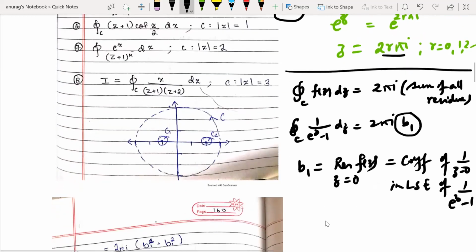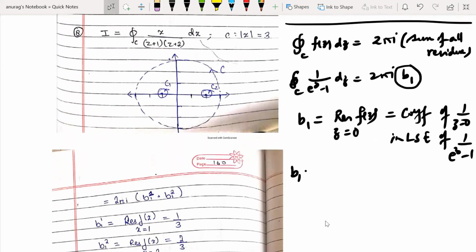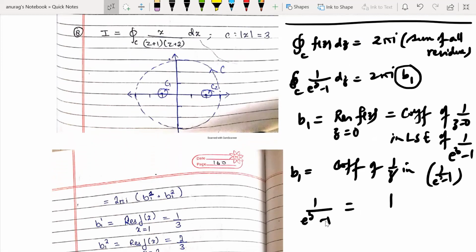Yes, we can expand it using Laurent series. So b1 is actually 1. If you take the expansion of e to the power z, the coefficient of 1 upon z in the expansion of 1 upon e to the power z minus 1. So you try 1 upon e to the power z minus 1. It is actually z plus z square by factorial 2 plus z cube by factorial 3 and so on, because 1 is cancelled out. Now you can take z as common.